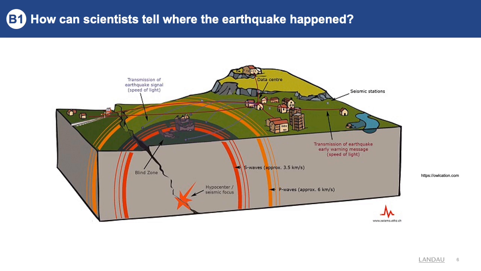P waves alternately compress and stretch the crustal material parallel to the direction they are propagating. S waves cause the crustal material to move back and forth perpendicular to the direction they are traveling.